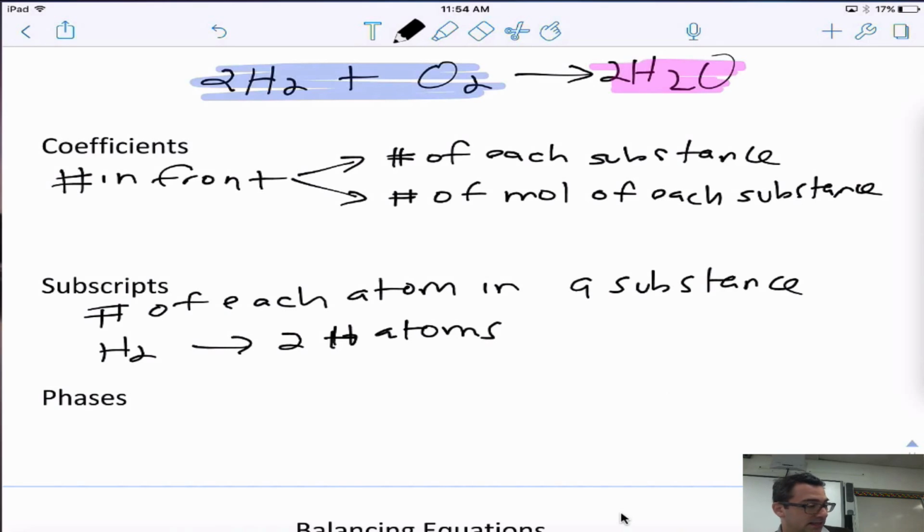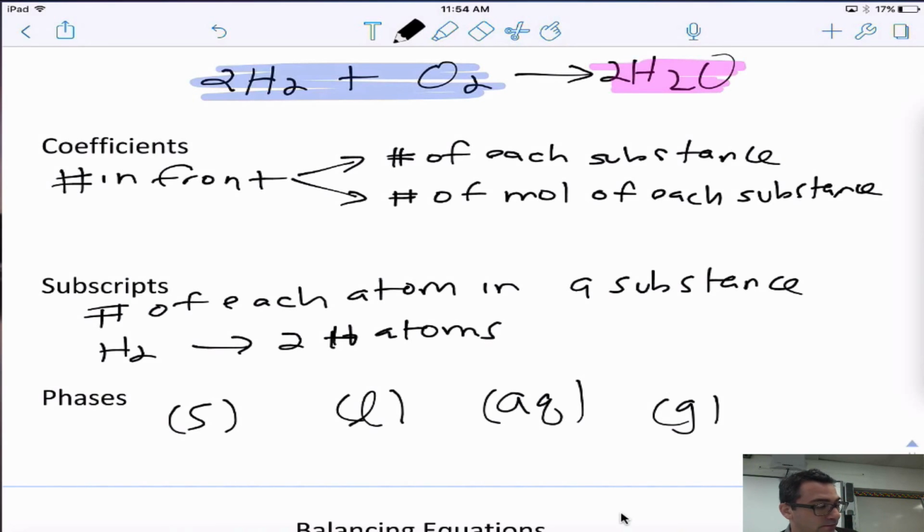Now, the phases I left out, but the phases are solid, liquid, aqueous, and gas. For example, hydrogen and oxygen exist as gases, so I put a little g down here, and the water that forms will form as a liquid. This shows the phases.